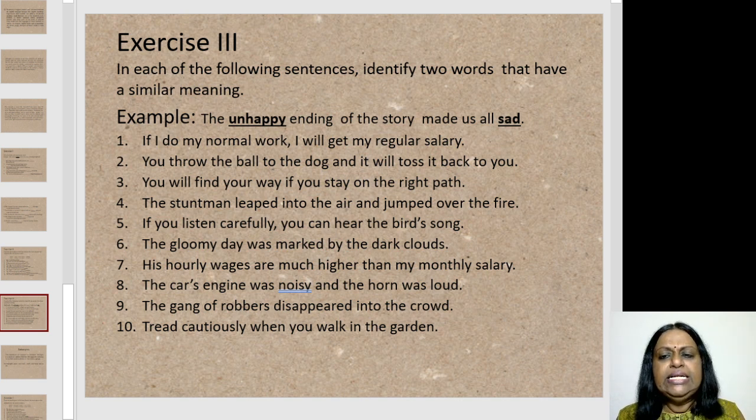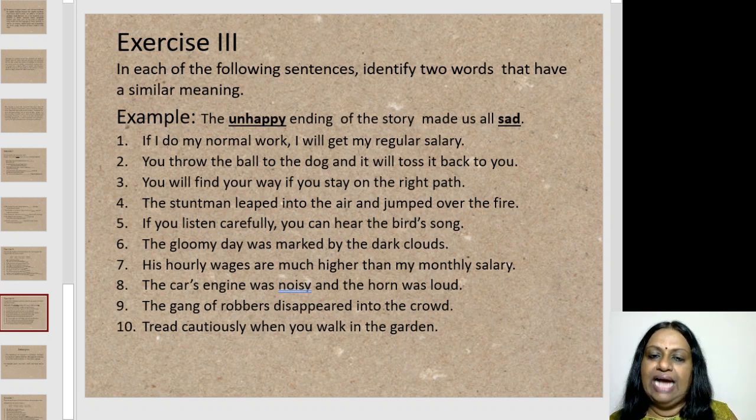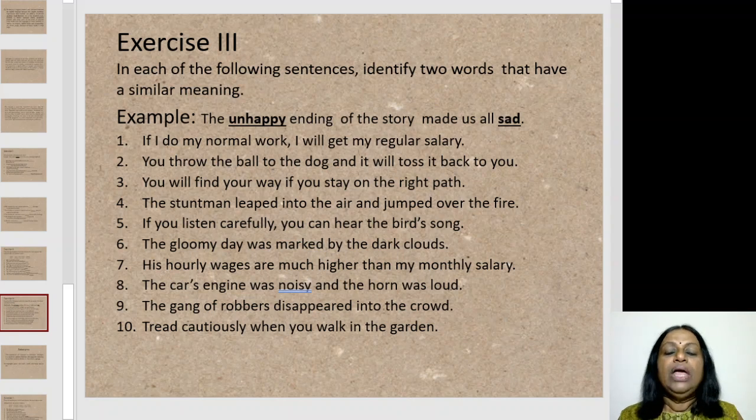Sentence 6. The gloomy day was marked by dark clouds. So which are the two words with similar meaning? Gloomy and dark. So you can underline it. 7. His hourly wages are much higher than my monthly salary.